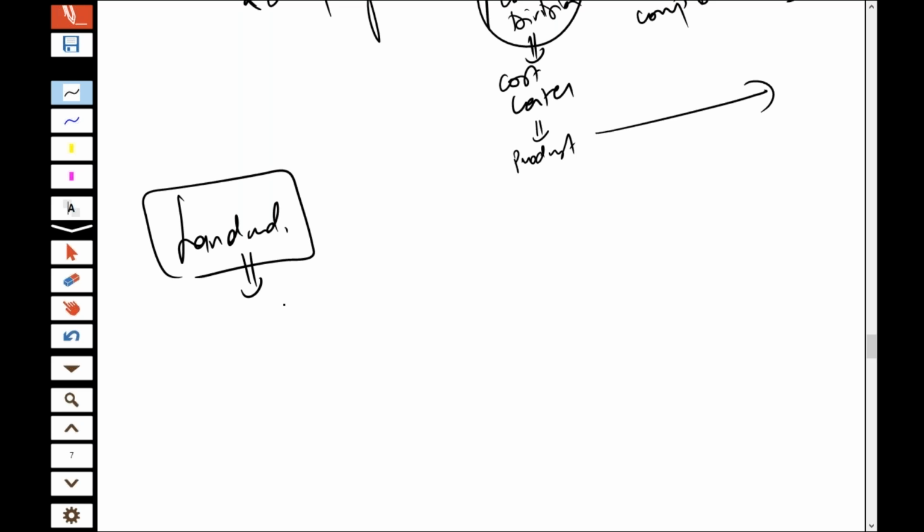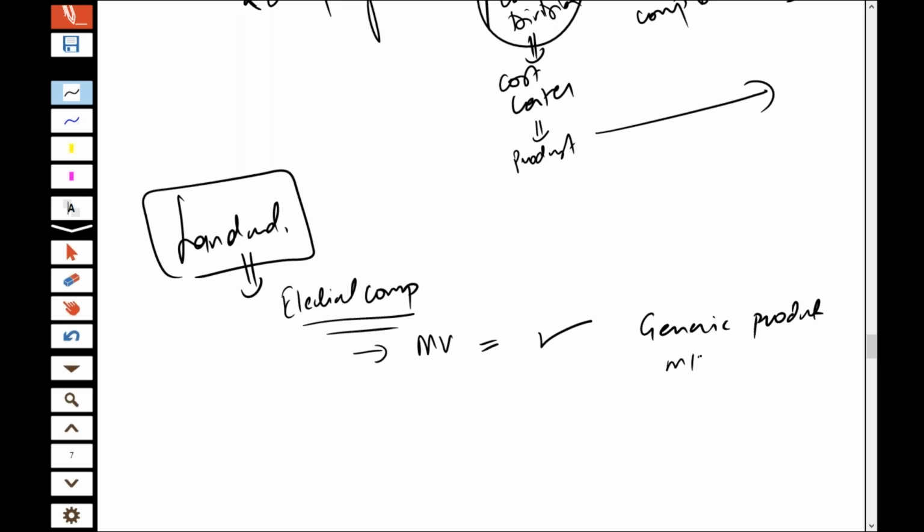what actually happens is, the electrical component division sells the good at the market value, which is a correct approach because it's a generic product and a market exists. So this is a good aspect of the transfer pricing. But the assembly division could argue. What could be the argument from the assembly division?